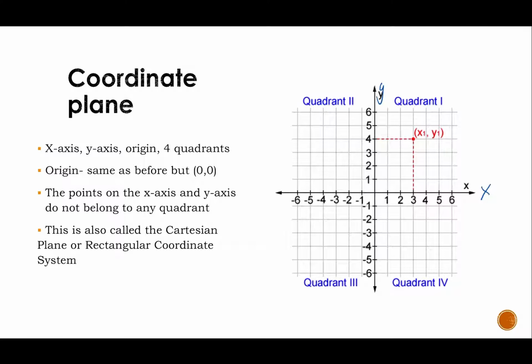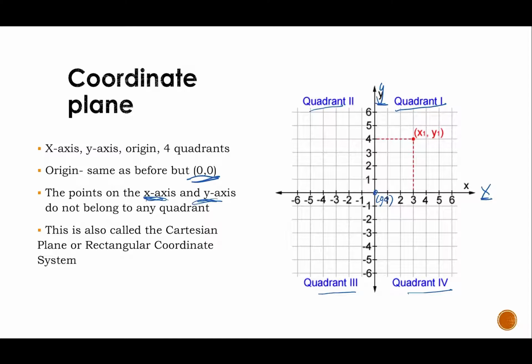And they intersect at the origin, which is the point 0, 0, when x equals 0 and y equals 0. It's broken up into four quadrants, quadrant 1, 2, 3, 4. Those quadrants are named counterclockwise. It's important to note that the points on the x-axis and y-axis do not belong to any quadrant.